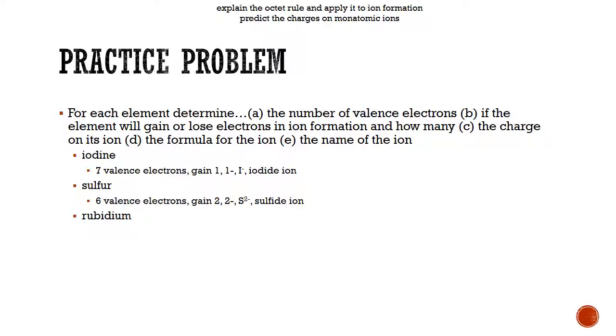The next one is rubidium. Rubidium, and I just realized this is a typo. Rubidium does not have 2 valence electrons. Rubidium has 1 valence electron. I need to change this. Rubidium just has 1 valence electron, so it would lose 1. And it would have a charge of 1 plus, and its formula would be just Rb plus or Rb 1 plus, and we would still call it the rubidium ion.